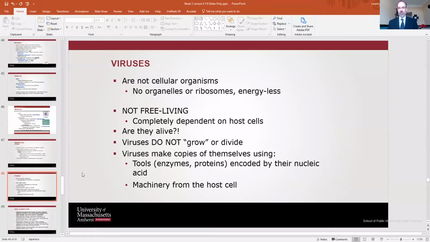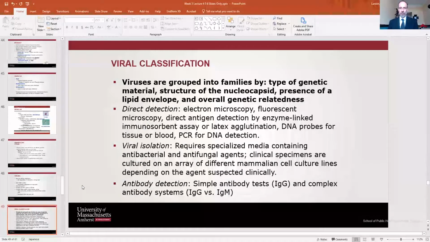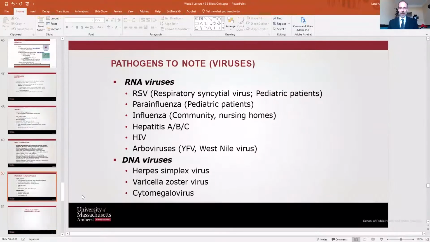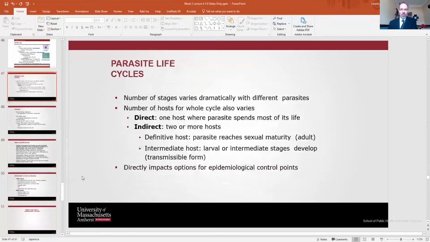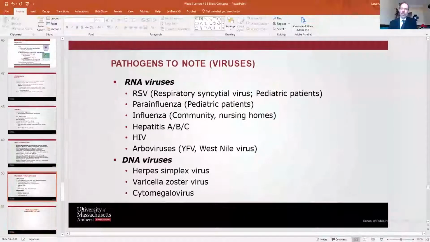We've talked about viruses. We don't need to talk about this again. Pathogens to note, RNA viruses: parainfluenza, influenza, Hep A, B, C, D, E, F, HIV. Arboviruses are really cool. So West Nile virus, Zika is another one, dengue. DNA viruses: herpes simplex, varicella zoster, chickenpox, cytomegalovirus. These are things we've already gone over, so going to move on.